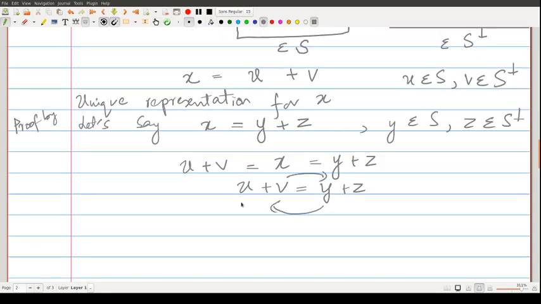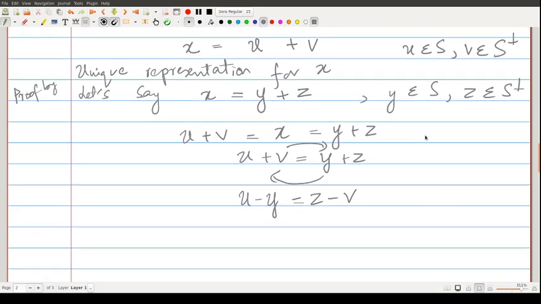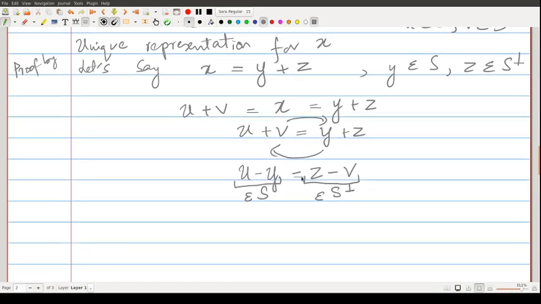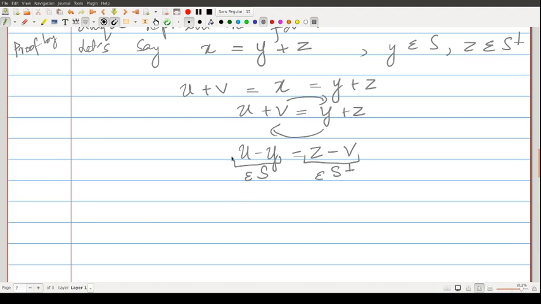I can take these terms to the other side, and on the left side I have u minus y, and on the right hand side I have z minus v. Now notice that u belongs to S and y belongs to S. That means both of these vectors are in S, which means their difference is going to be in S as well. This is just a linear combination of two vectors that were in S. And similarly, this is a linear combination of two vectors which were in the orthogonal complement. So we have two vectors which are equal to each other, but they are in different spaces. What we're actually saying is that this vector u minus y is in S, but it's also in the orthogonal complement of S. And similarly, z minus v is in S, because these two are equal, so they have to be in both. So this also belongs to the orthogonal complement of S.